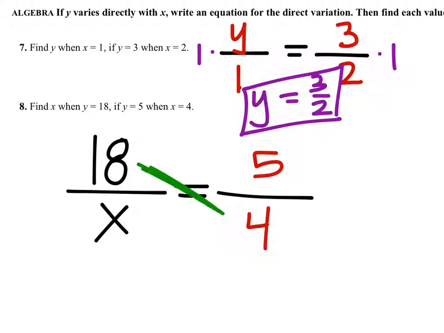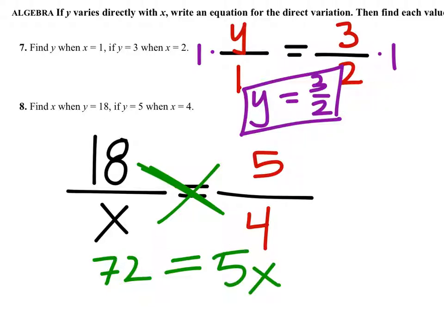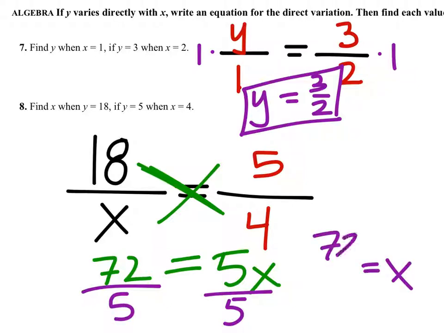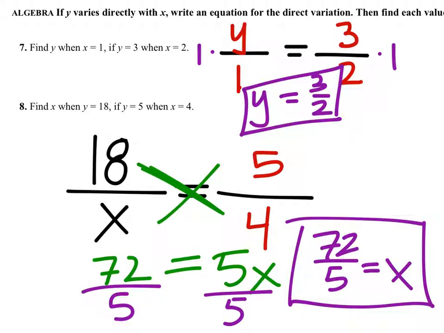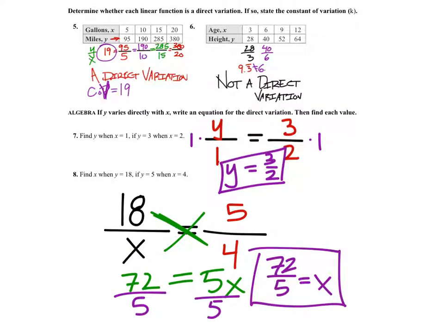So let's do that. 18 times 4. What do we get out of this? 72 equals x times 5, so that'd be 5x. And now to solve this, I would just divide both sides by 5. And then I get x equals 72/5. Yeah, that'll do it. I don't really want the mixed number. The decimals are a little bit more work than I want to do as well. There it is. There's all of it, except for the other ones.